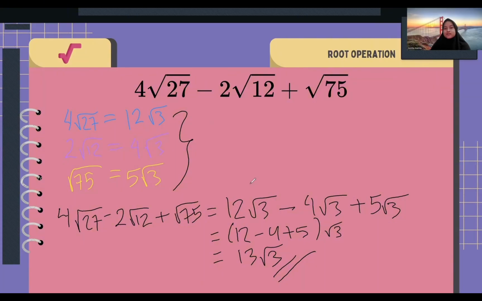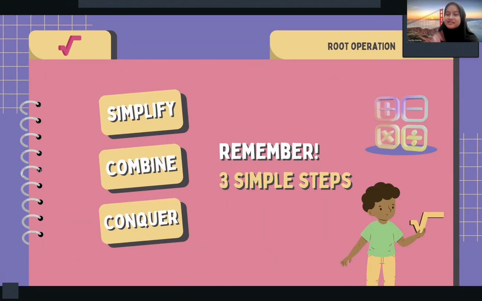We finally conquered the root operation monster. So, remember the 3 simple steps for radical operations. First, simplify. Find the biggest perfect square factor in each number and take its root out. Second, combine. Once you have the same roots, add or subtract the outside coefficients. Third, conquer. Write down your final answer. If you can factor, you can simplify.